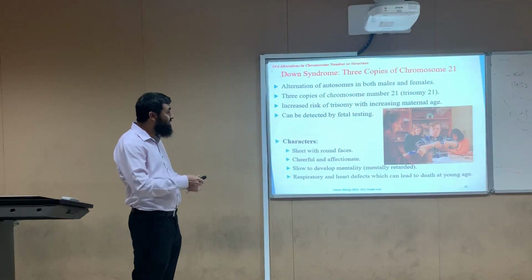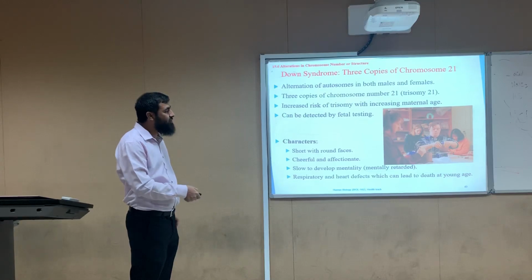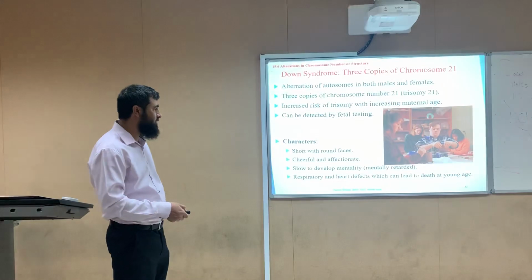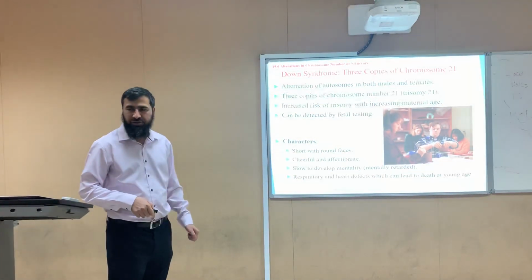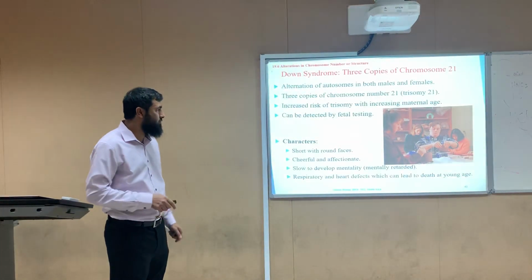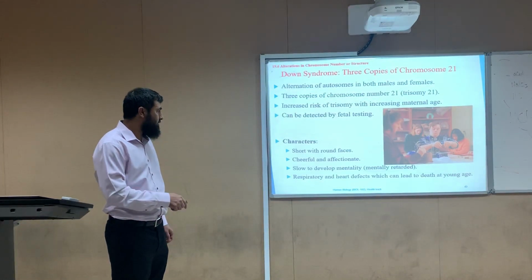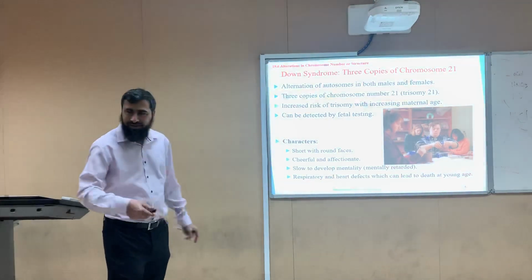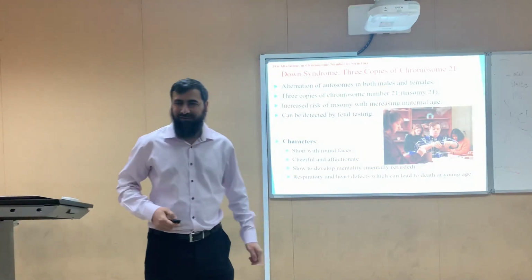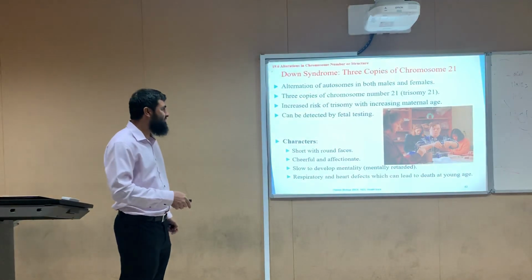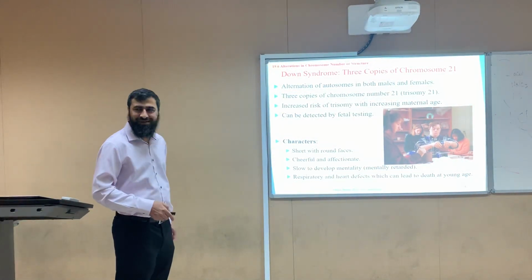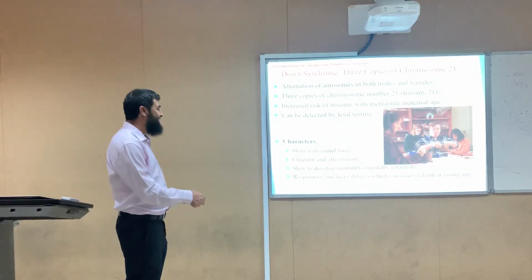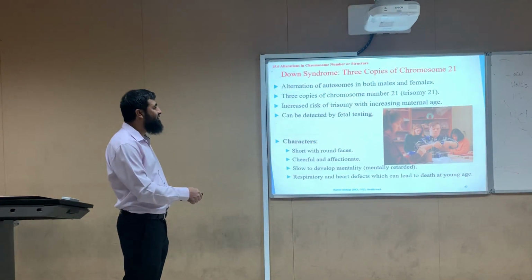They're mentally retarded, they have heart problems, respiratory problems, and usually death at a young age, okay, because of this extra chromosome 21. Also, they're very happy, cheerful, affectionate as well. You see them, okay? That's a good thing. I think we should all be like that. We don't need to try number 21, but that's something we can do with a bit more.